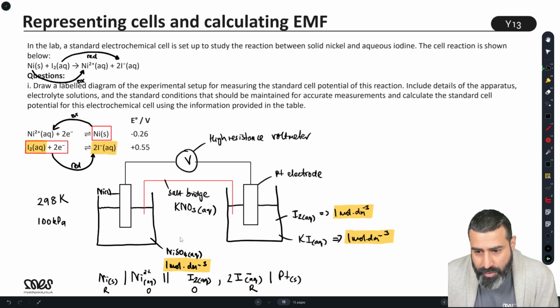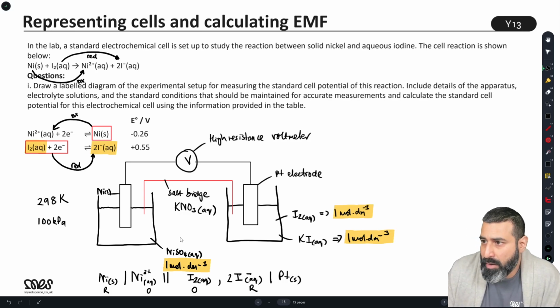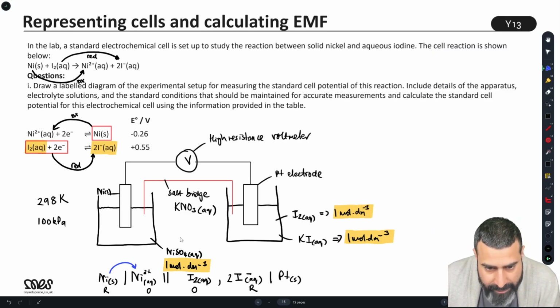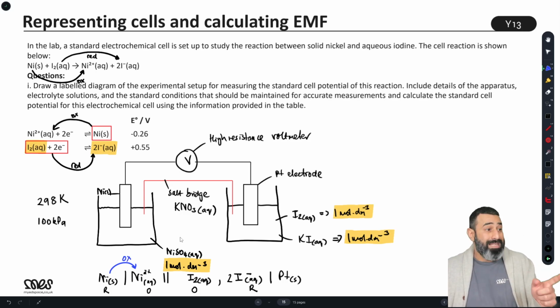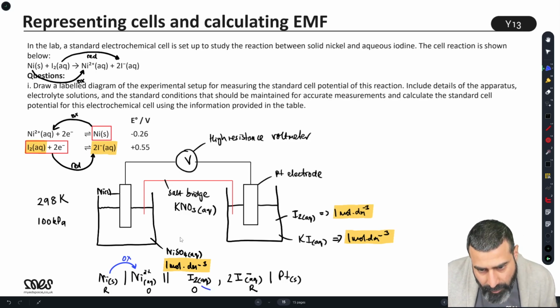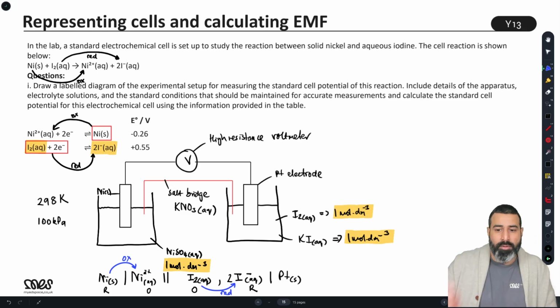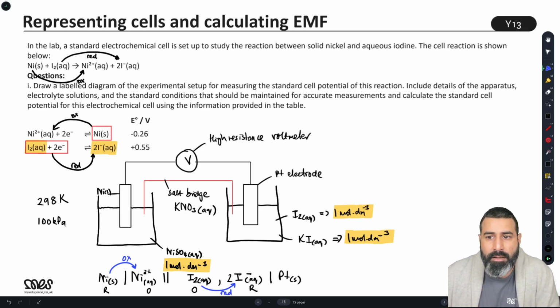Okay, so that's a conventional cell notation, because if we think about this, the nickel gets oxidized from nickel metal to nickel 2+, and the I2 gets reduced from I2, gains 2 electrons, so forms 2I-. Cool, and we've got a platinum electrode for the electrons to build up on and then move through the circuit. Great, that looks good to me.